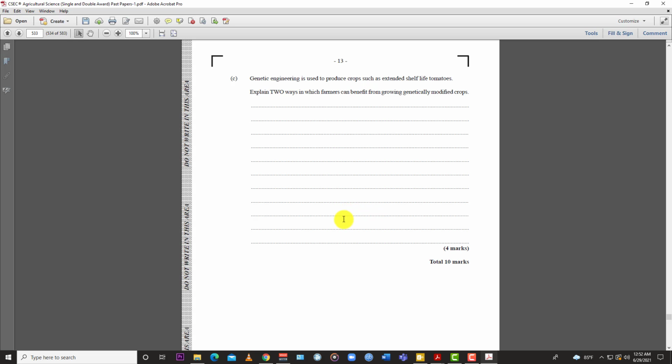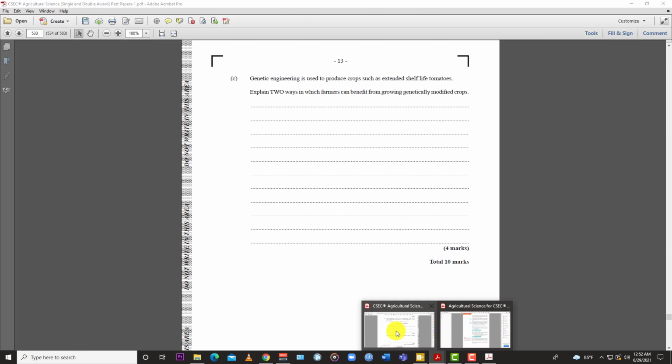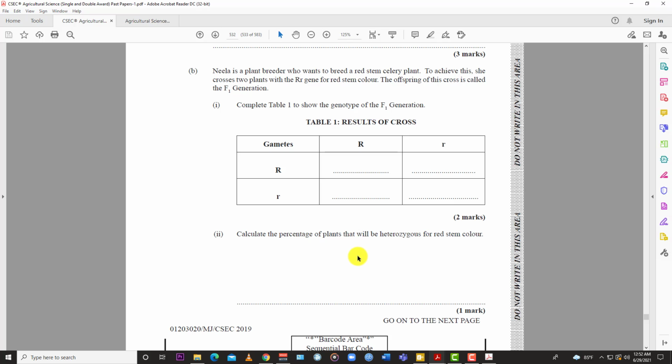So that's it for this question, number 4 for the May-June 2019 Agricultural Science CSEC paper 2. So that's it for question 4.